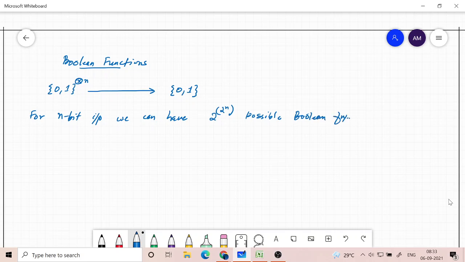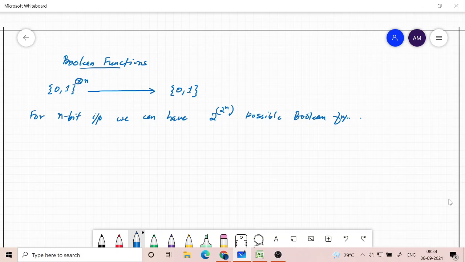We considered the case n equal to 1: it was 2 raised to 2, that was 4. For n equal to 2, you have 2 raised to 4, so that is 16, and for n equal to 3, you have 2 raised to 8, so that is 256. So now we know how to write down those functions, and it is not really practical to write down all the functions for the cases where n is greater than or equal to 3.